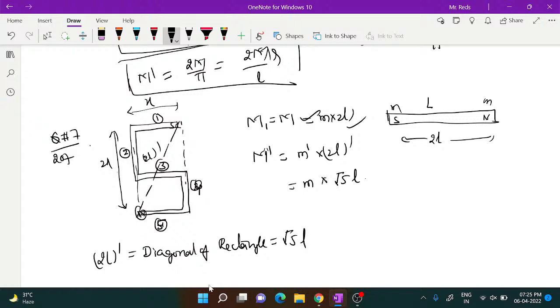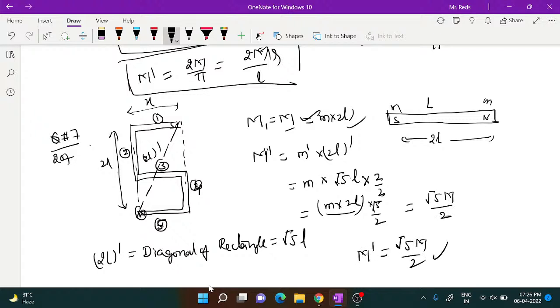Then this is m into 2L is m. In terms of m into 2L, if you want, you have to multiply both numerator and denominator by 2. So you can further write this as m into 2L, right, into root 5 by 2. But m into 2L is m, so now this can be expressed as root 5 m by 2, the new magnetic moment. So the new magnetic moment m dash is equal to root 5 m by 2.